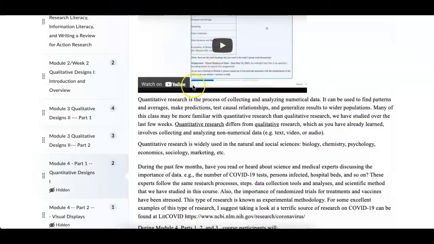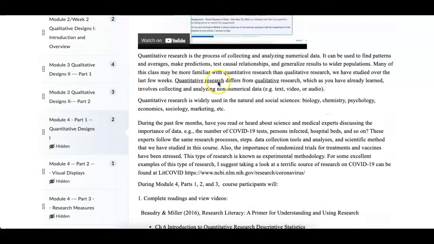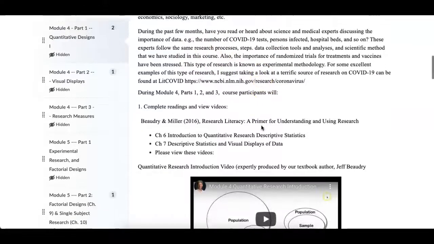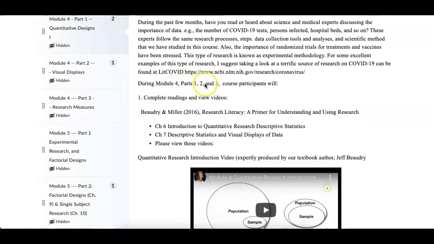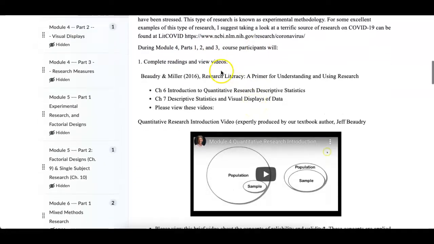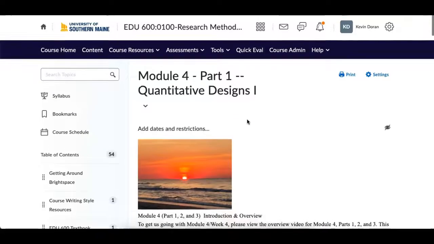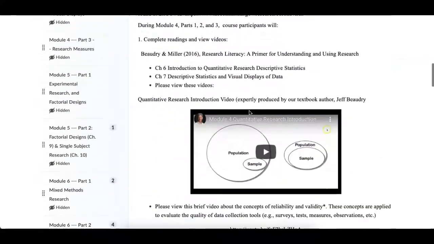So you're looking at the overview video, a little introduction to quantitative research, and then down here there's some information on data, sources of data. You can take a look at that. So module 4, as I said, is parts 1, 2, and 3. I'd like you to read these 2 chapters and take a look at all of the videos in each one of these sections.